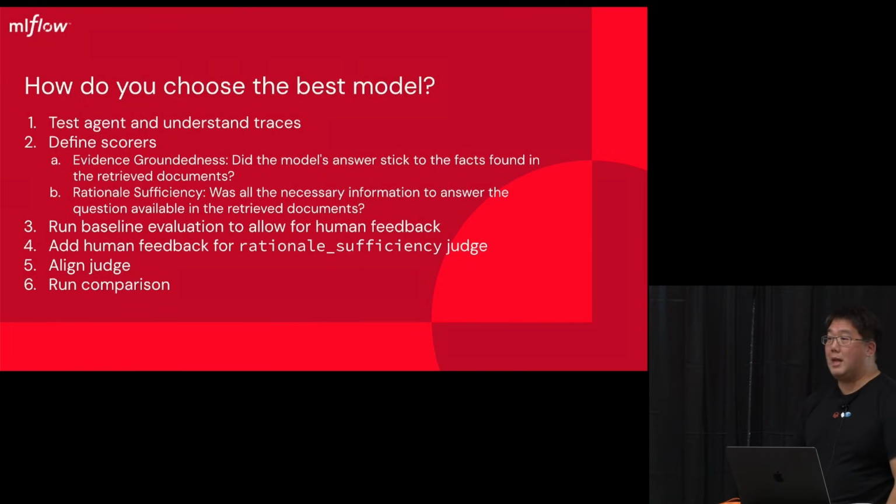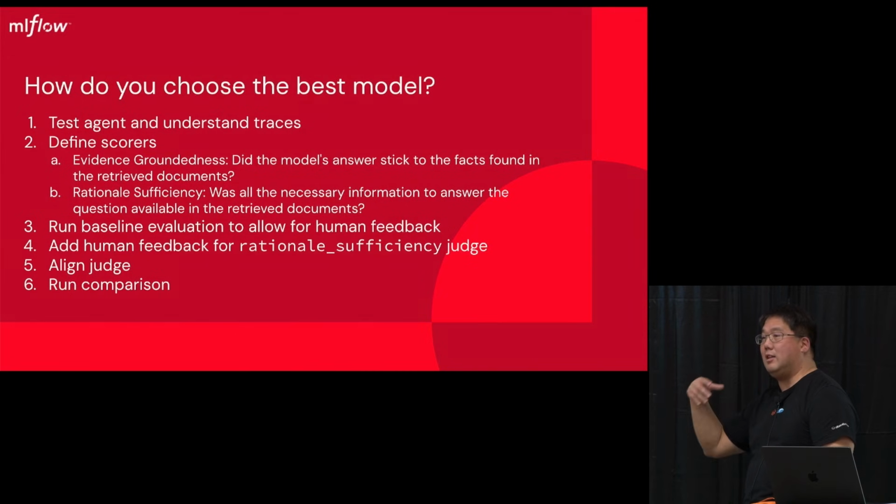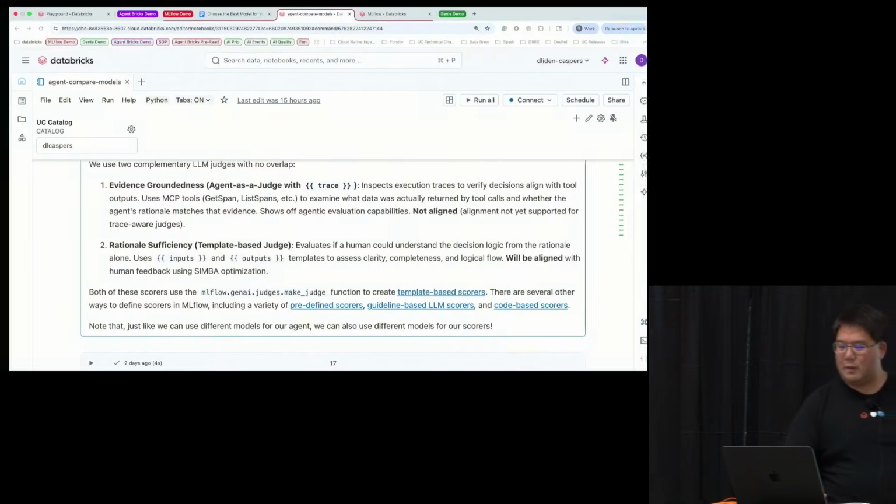Rationale sufficiency can also be helped from a judge perspective, because we can have human feedback to tell it, yes, it had enough information, no, it didn't. Right now, everything I'm showing is more of a pass-fail type scenario.